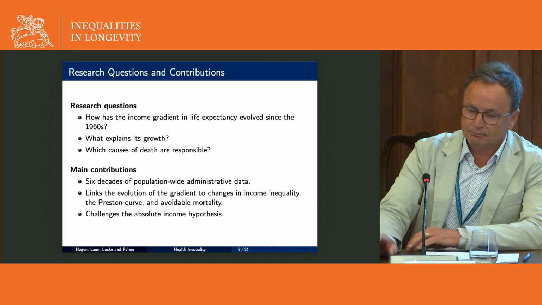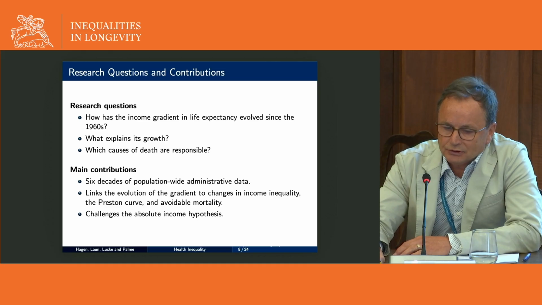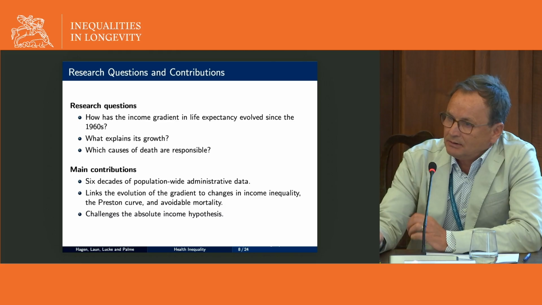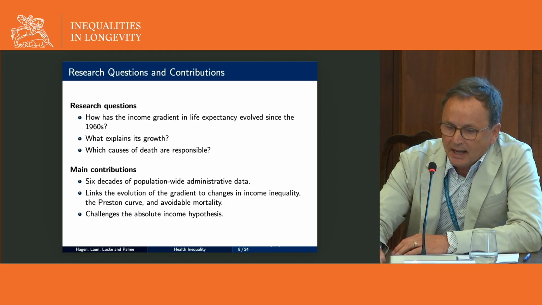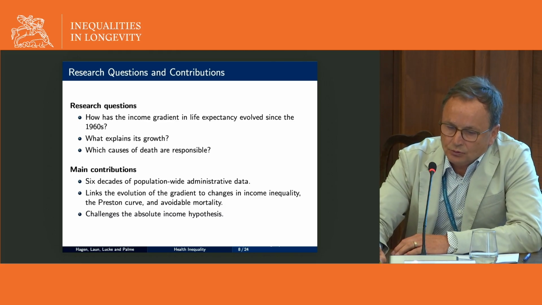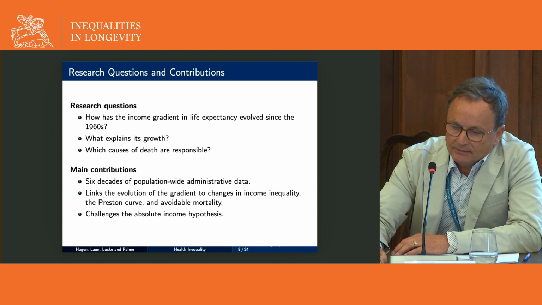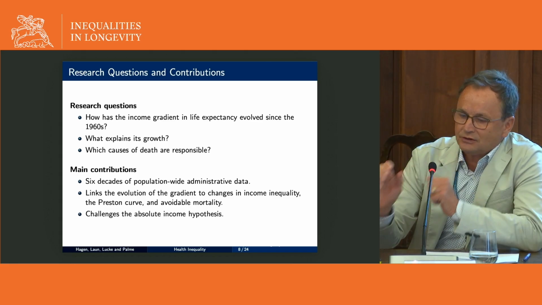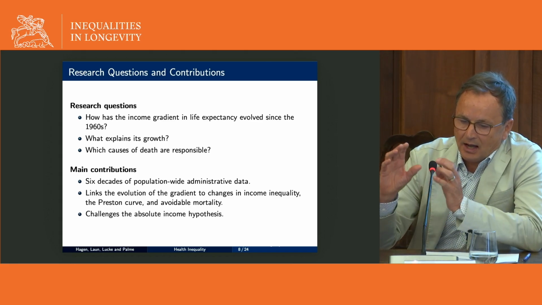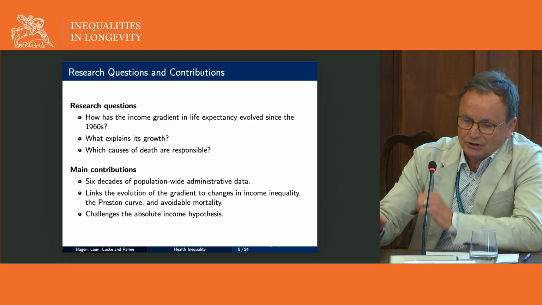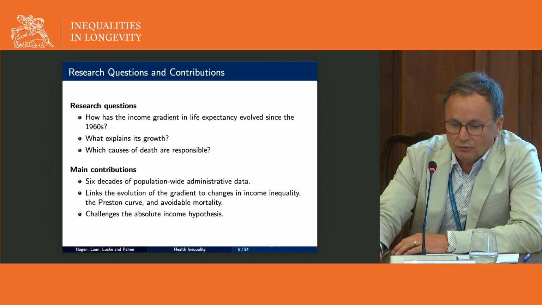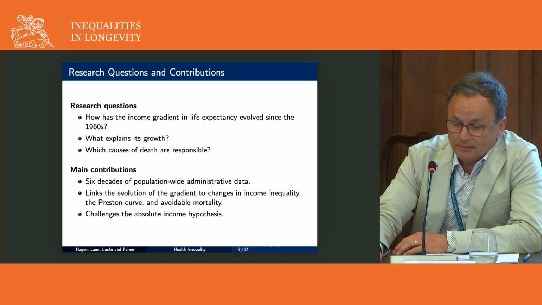I think there are three main contributions of the study. Compared to previous studies, we cover a much longer period, and we could also look at how it relates to long-term changes in income inequality, how the Preston curve has changed, and also how it relates to avoidable causes of death, which relates to the causality of the relationship.